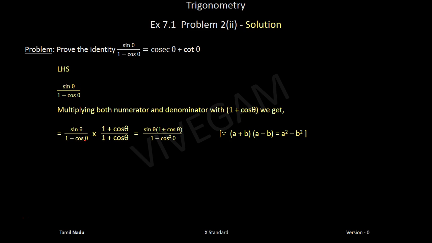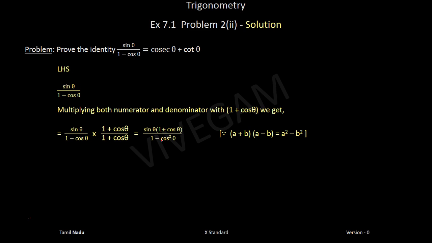So 1 minus cos theta into 1 plus cos theta will be 1 minus cos square theta. A minus b into a plus b is a square minus b square: a square is 1 square, and b square is cos square theta. So 1 minus cos square theta. And the numerator will be sin theta into 1 plus cos theta. Keep it as it is.